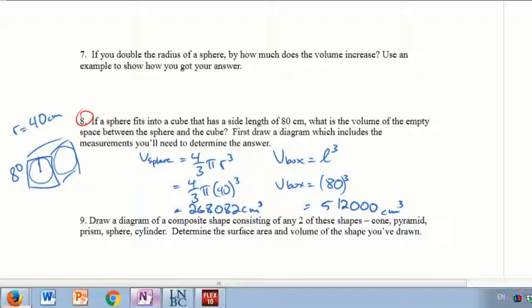What is the volume of the empty space between the sphere and the cube? So all I'm going to do is take the volume of the box, and I'm going to subtract the volume of the sphere. And that should give me the empty space. So this 512,000, I'm going to subtract 268,082, and I end up with 243,918 as the empty space.